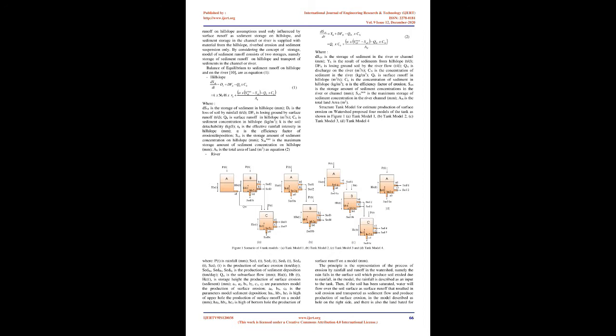2. Related works. The research objective is to develop a tank model to estimate production of surface erosion on the watershed. The tank model is a simple model with limited but sufficient data input and represents the processes in catchment areas by examining only the input and output. Apply a tank model to predict the sediment yield, data of rainfall, discharge, and sediment concentration.